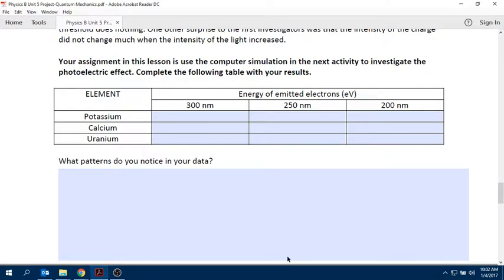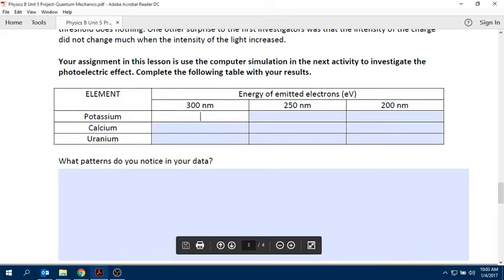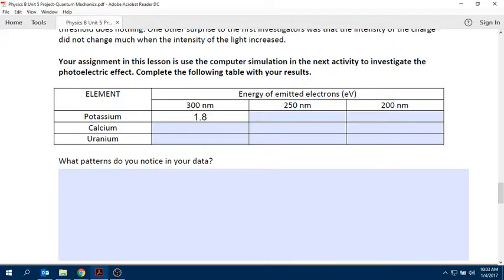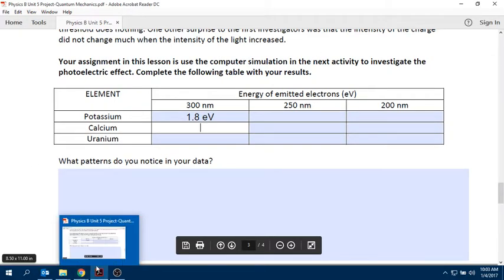So going back to my original, I would say 1.8 eV. Alright, so for potassium, at 300 nanometers, 100% intensity beam, the electrons emitted have an electron voltage of 1.8 volts. So let's now see what happens when we do calcium.